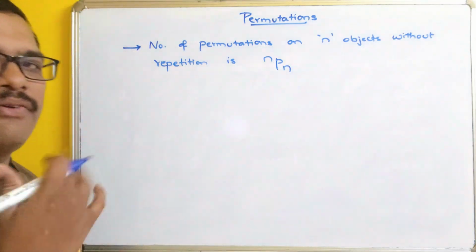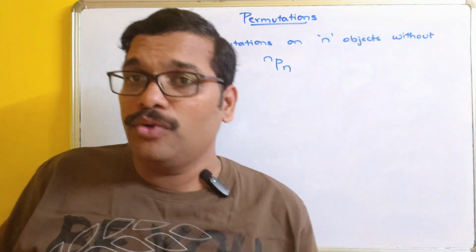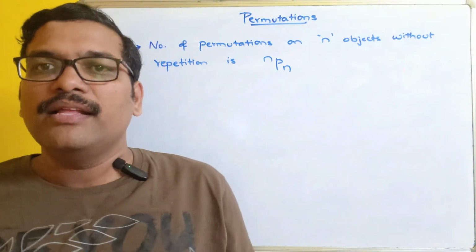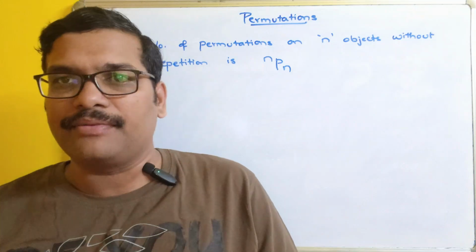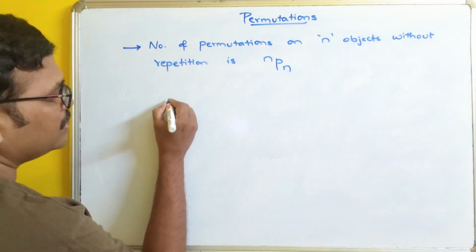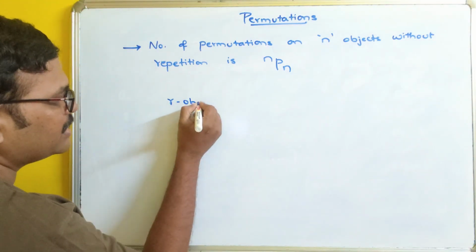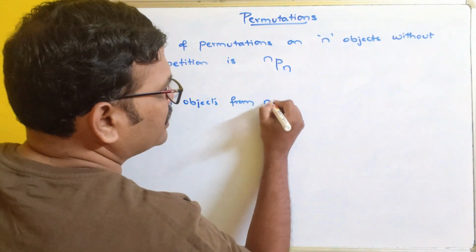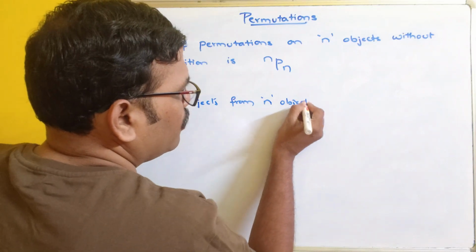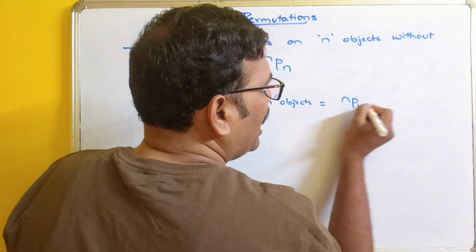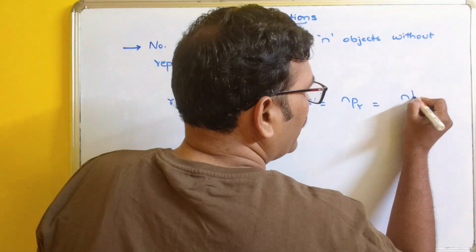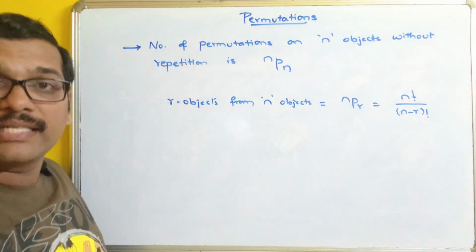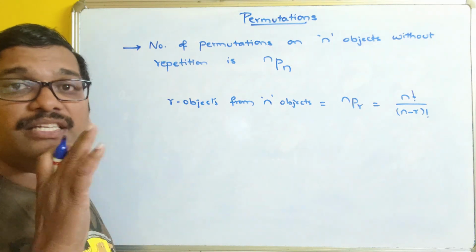nPn. In our previous session we saw that if you want to arrange r objects from n objects, we call it nPr, which is nothing but n factorial by (n minus r) factorial. This is what we discussed in our previous session, the introduction and the basic problems.